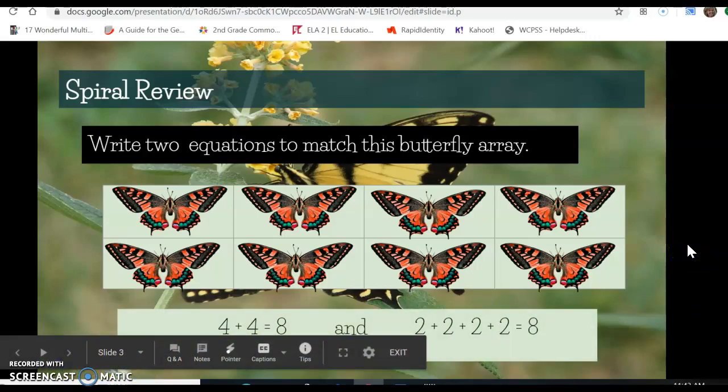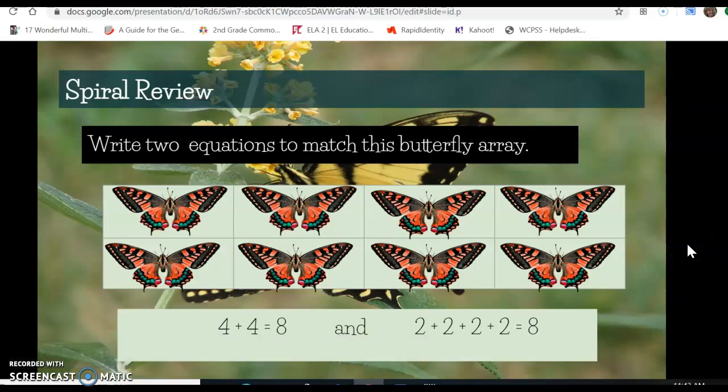Did you write these two equations? The first equation, 4 plus 4 equals 8, is an equation about the rows. Each row of the array has 4 butterflies. 4 plus 4. There are 2 rows. The second equation, 2 plus 2 plus 2 plus 2 equals 8, is about the columns. Each column has 2 butterflies, and there are 4 columns. Notice that both equations have a total of 8.